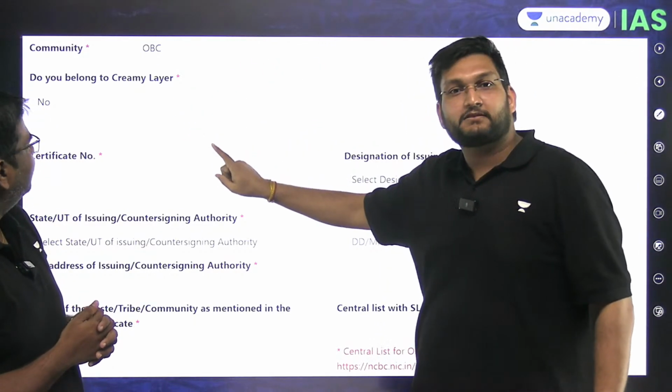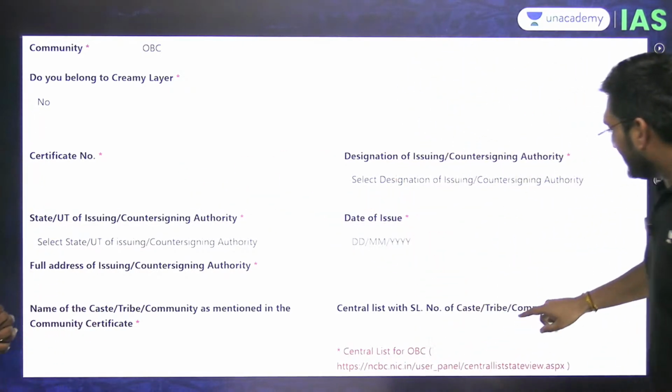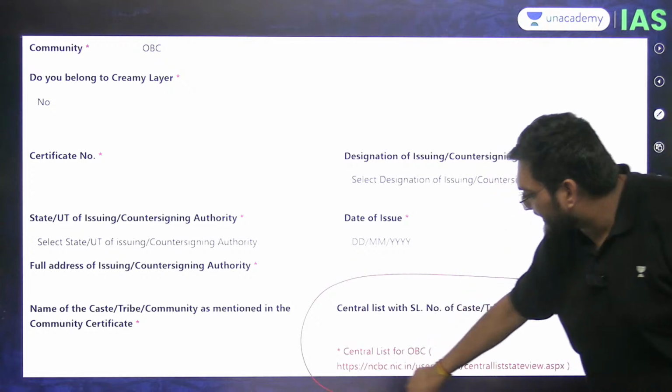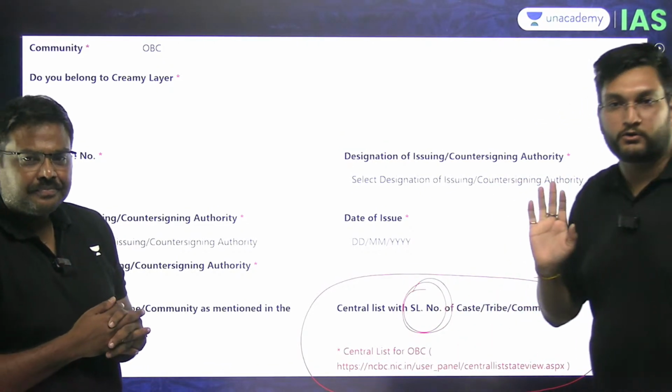If you click no, then it will ask you for the certificate number. Again, you will put in the certificate number. And this is something which students again are confused about: where do I get the serial number of the caste, tribe and community I belong to?